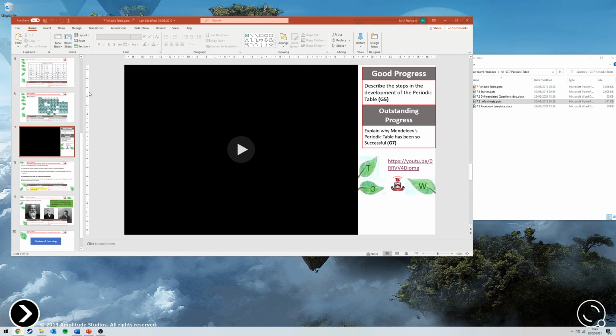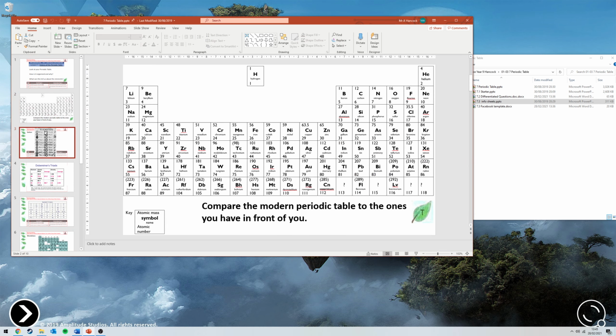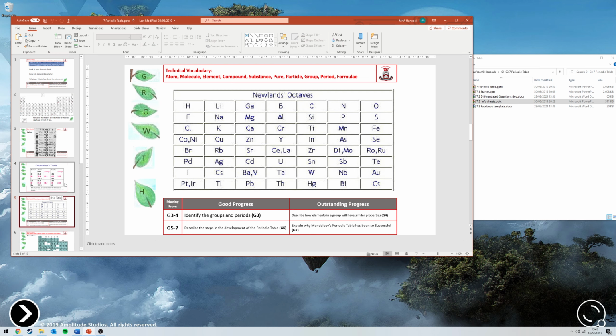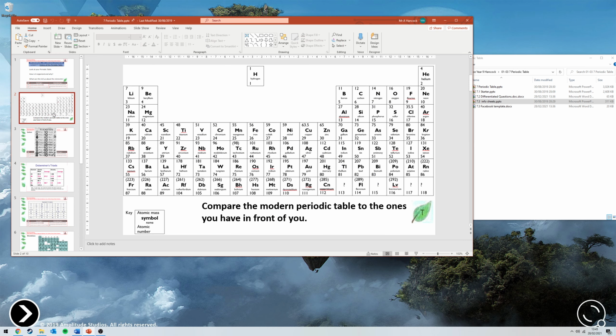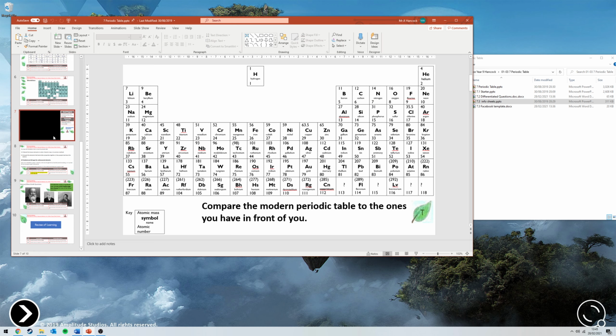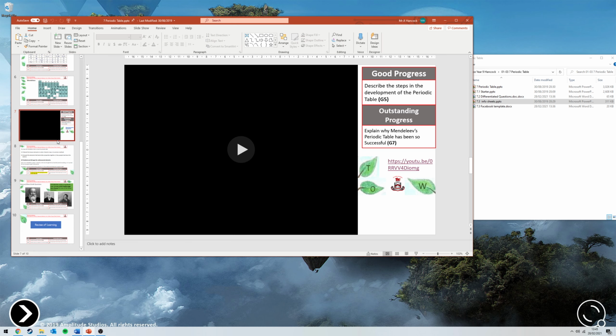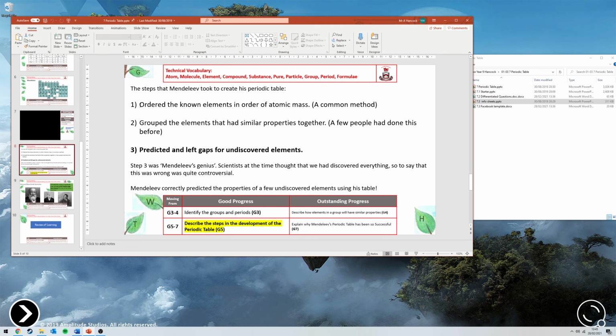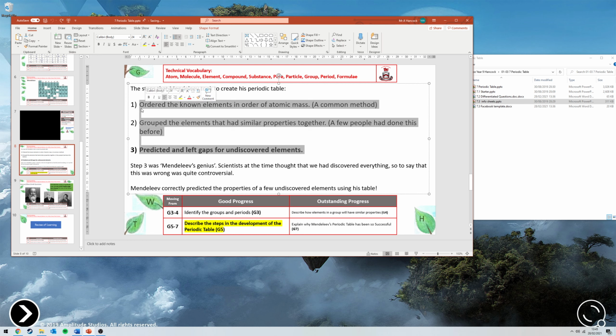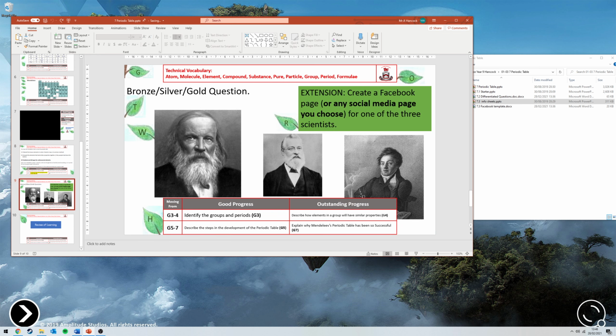So in recap, first thing you had to do is compare your periodic tables and how they've changed, comparing them to our modern periodic table. Then you had to watch a video, which will explain anything better than I can. Then you had to make sure you've got these written down somewhere, because these are the 3 important steps that Mendeleev took to make his periodic table. Then you're answering a question, and then you're making a very quick social media page.